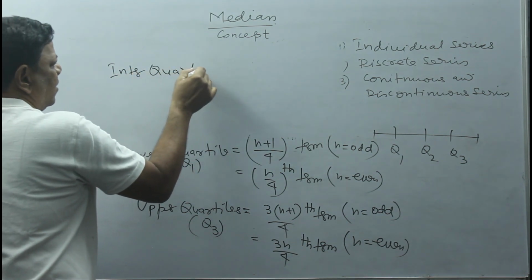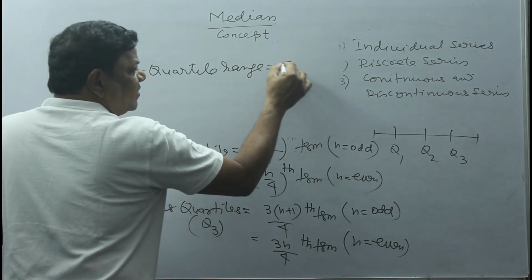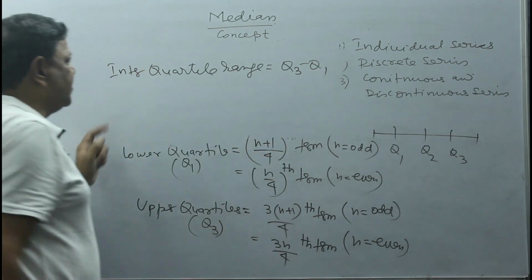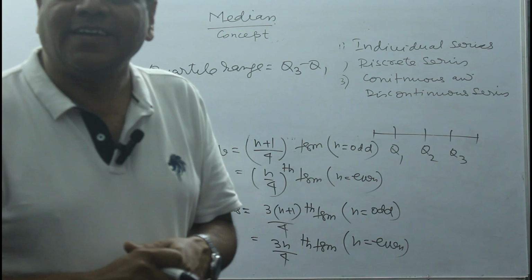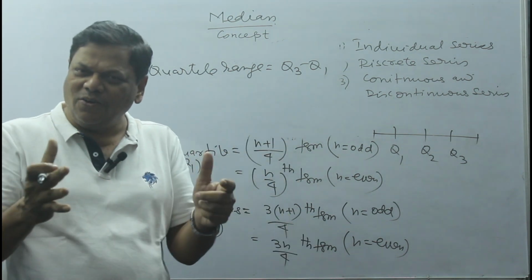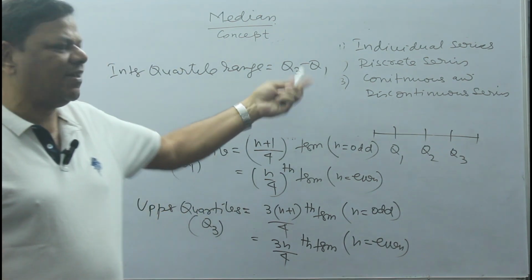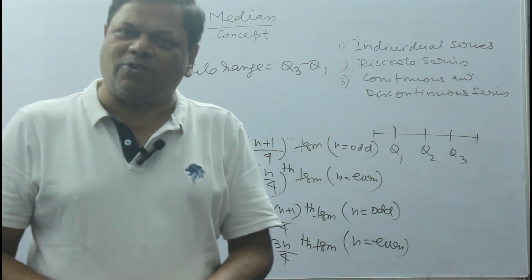Interquartile range. What is that? That is Q3 minus Q1. Q3 minus Q1, that is called the interquartile range. And another is called the semi-interquartile range. You have to divide it by 2. Semi means half, you know? So the interquartile range is Q3 minus Q1. If you know Q3 and Q1, then you can easily find the interquartile range.